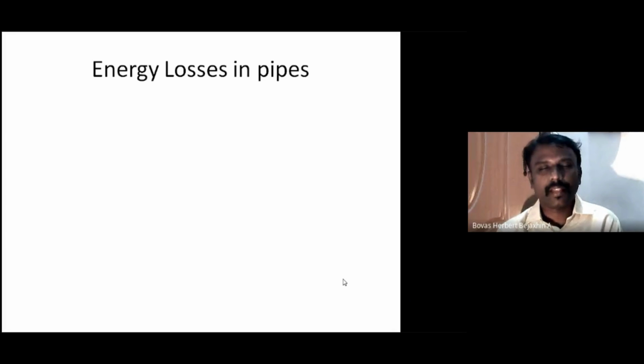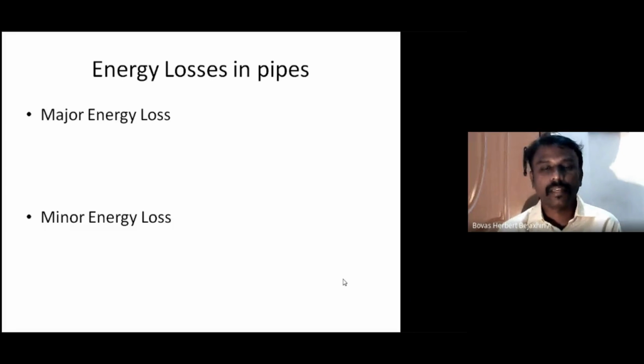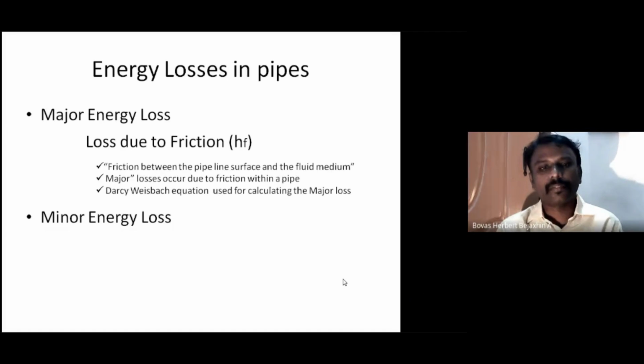So what are the losses in a pipeline? What are the various energy losses in a pipeline? The first one is major energy loss, and another one is minor energy loss. Major energy loss means loss due to friction, pipe friction. Friction in the sense of friction between the pipeline surface and the fluid medium. The major losses occur due to friction within a pipe. The Darcy-Weisbach equation is used for calculating the major loss.